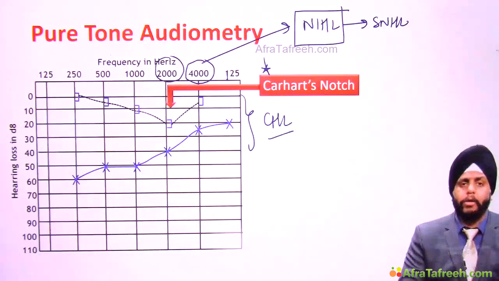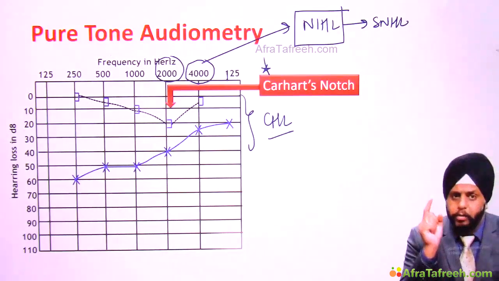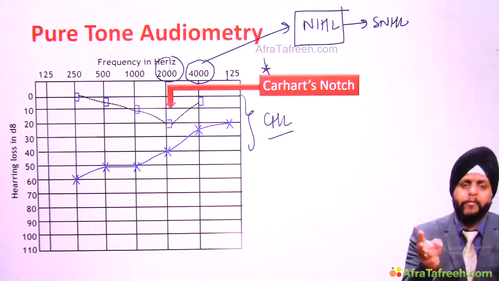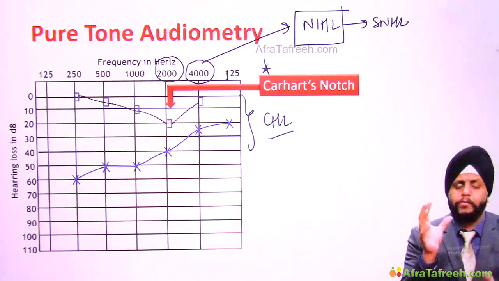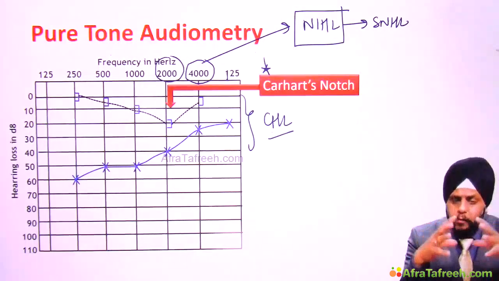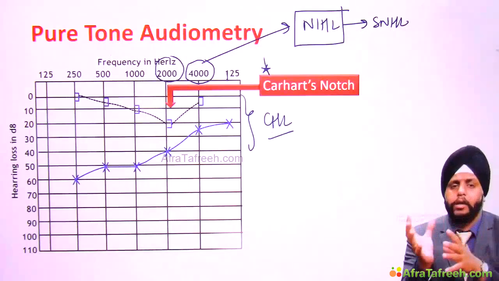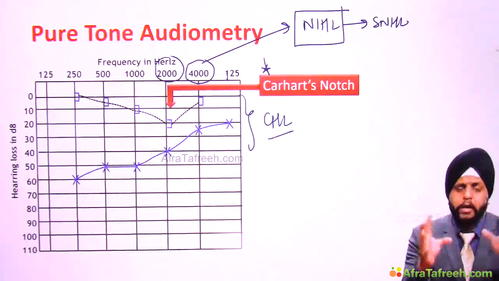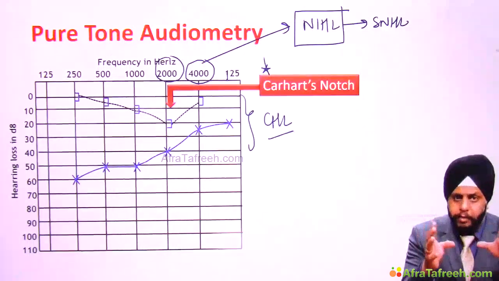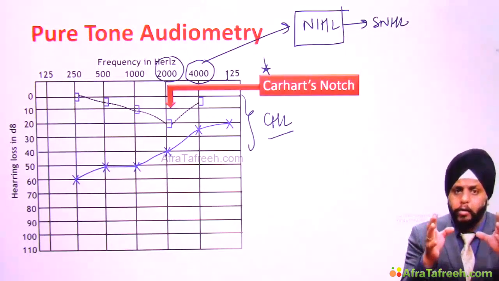Okay, as I told you earlier, the dip has to be seen only in bone conduction. And before seeing the dip, you must first identify what type of hearing loss it is, whether it is a sensorineural hearing loss or a conductive hearing loss. Never run after the dip. If you run after the dip, you are likely to make a mistake.